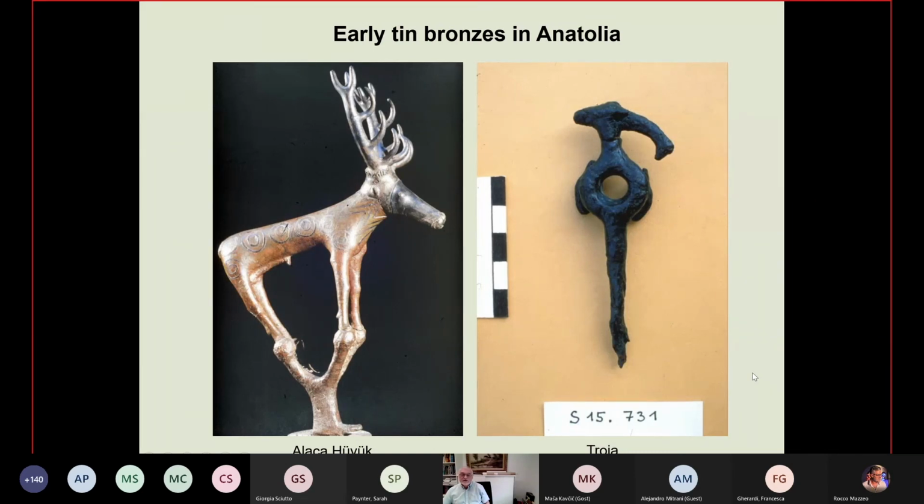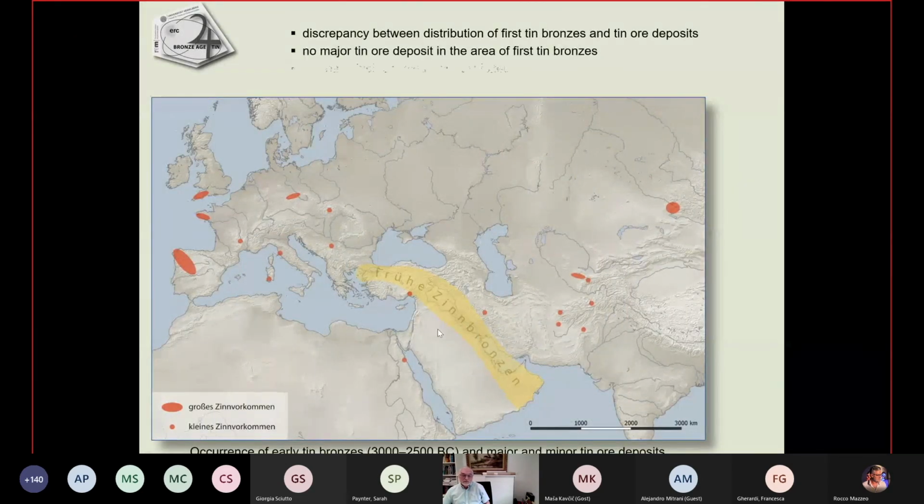So we have later found out that this occurrence of early tin bronzes is not confined to Troy, but it goes down to the Persian Gulf, especially in Mesopotamia. It was also used as a luxury material, as prestigious material. And we still have the problem that the major tin deposits are either in Western Europe, one is in Central Europe, or in Central Asia.